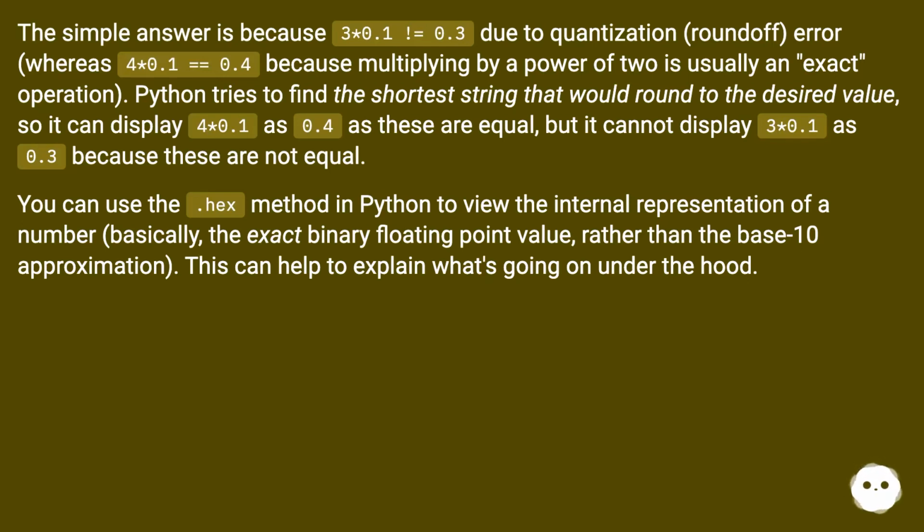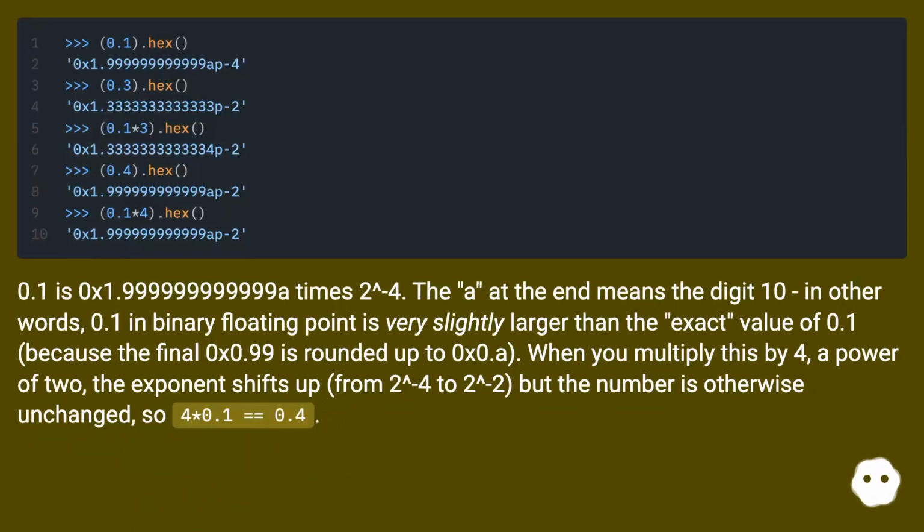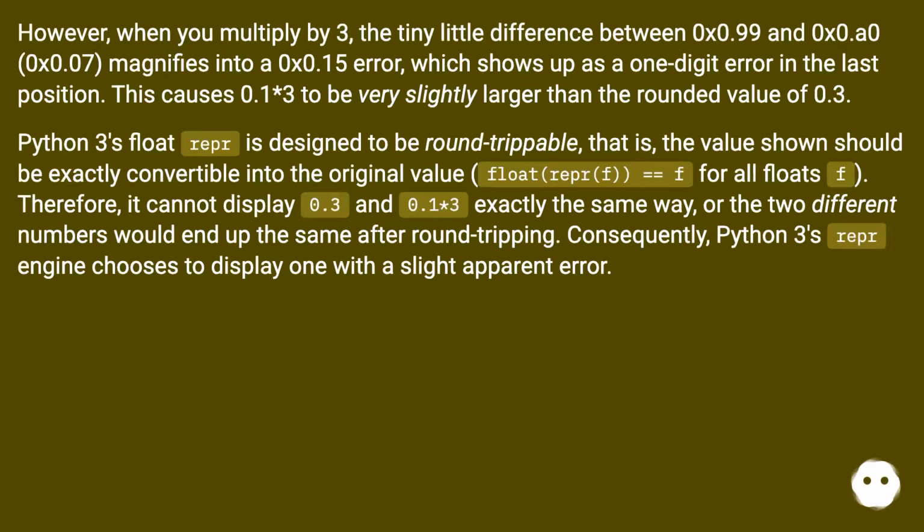You can use the .hex method in Python to view the internal representation of a number, basically the exact binary floating point value, rather than the base 10 approximation. This can help to explain what's going on under the hood. However, when you multiply by 3, the tiny little difference between 0x0.99 and 0x0.A0 magnifies into a 0x0.15 error, which shows up as a one-digit error in the last position. This causes 0.1 times 3 to be very slightly larger than the rounded value of 0.3.